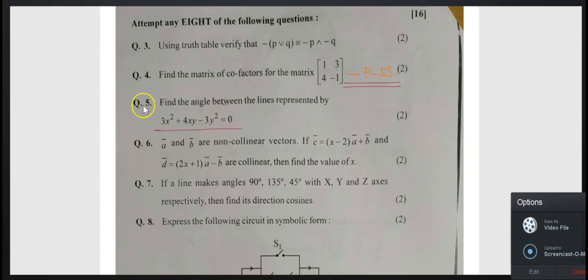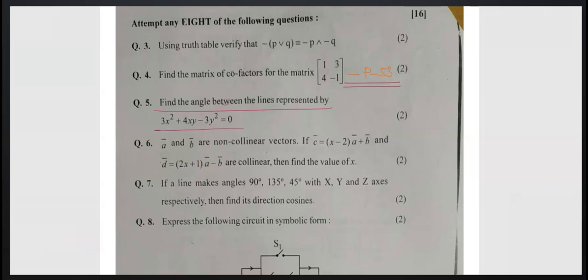This is the joint equation of a pair of two straight lines which pass through the origin. Its standard form is ax square plus 2hxy plus by square is equal to 0. The value of a is 3, the value of h is 2 and the value of b is -3. But here it's clear that a plus b is equal to 0, and hence the given lines are perpendicular to each other.